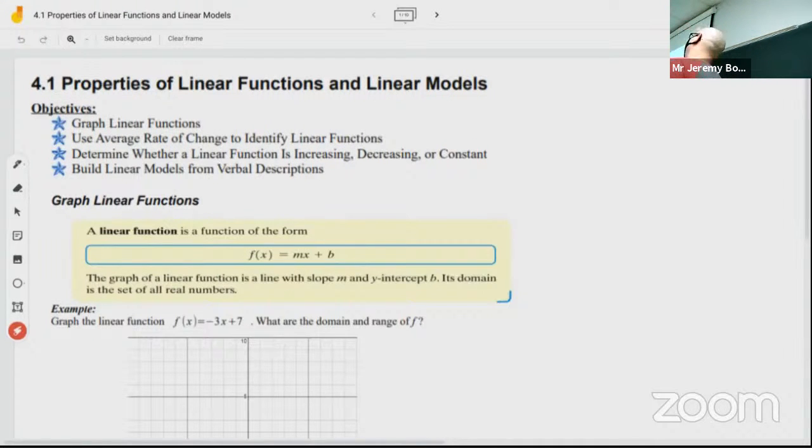Everything that we're talking about, though, in this section is a line. It's a linear function. In 4.3, we're going to start getting into quadratic functions.